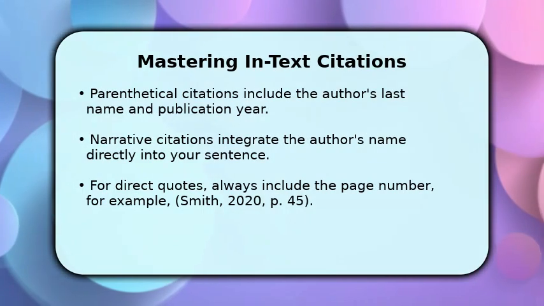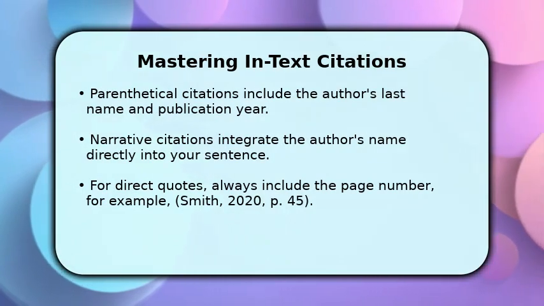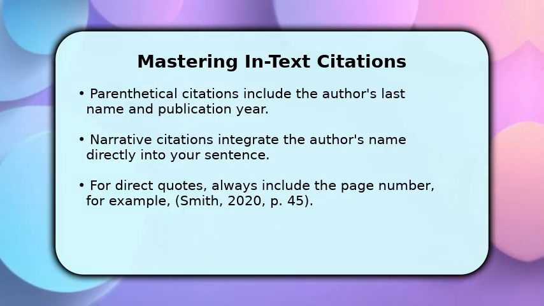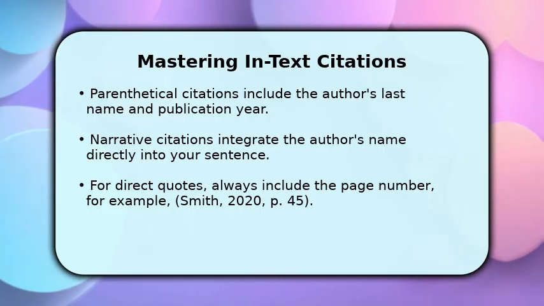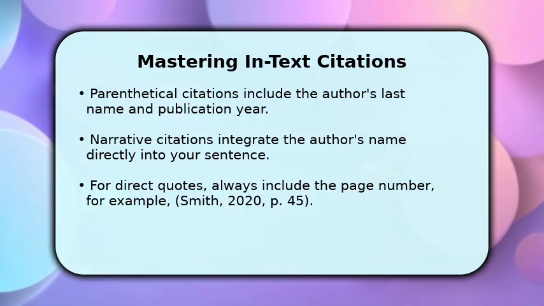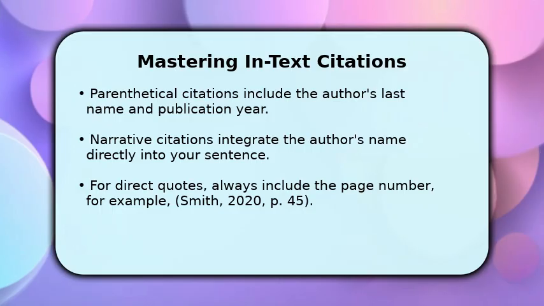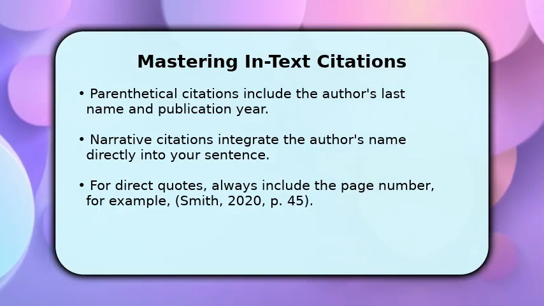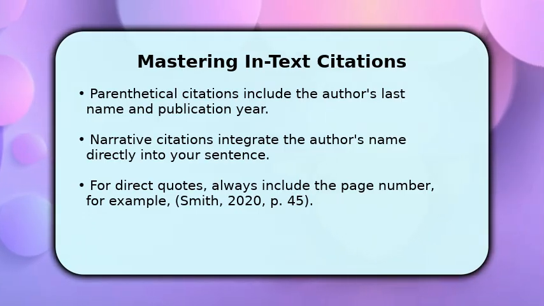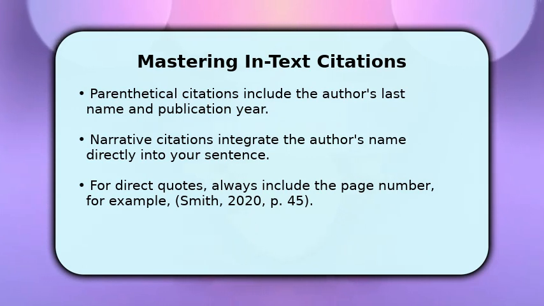Next, let's dive into in-text citations, which are vital for acknowledging sources within your paper. You'll primarily use two types, parenthetical and narrative. Parenthetical citations place the author's last name and the publication year in parentheses at the end of a sentence. Narrative citations, on the other hand, incorporate the author's name directly into your sentence, followed by the year in parentheses. Remember to always include a page number for direct quotes, like Jones, 2023, p. 12.